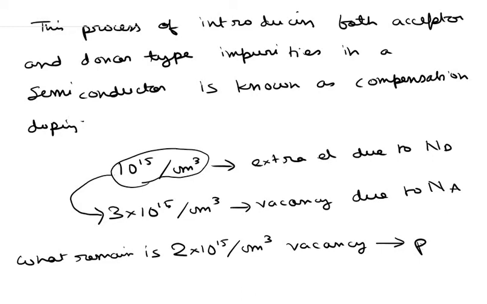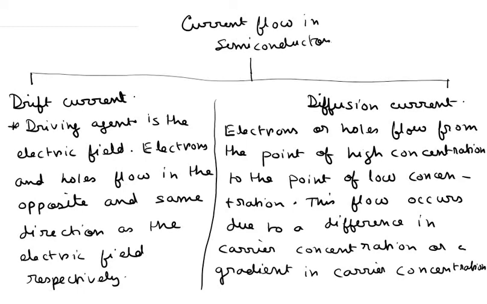Now let us go back to our discussion on current flow in semiconductors, and we noted that there are mainly two components of current flow, or two ways by which current can flow in semiconductors. One is the drift current, where the driving agent is the electric field, and electrons and holes basically flow in response to the electric field. So the electric field exerts a force on the electrons or a force on the holes, and they flow in response to the electric field.